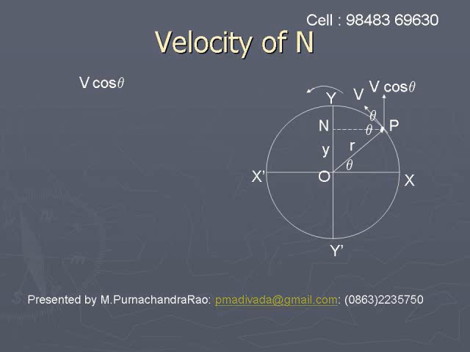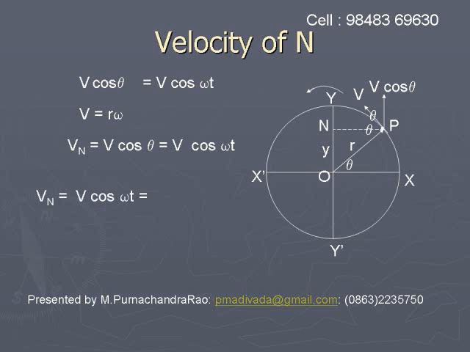Velocity of N. We know that the velocity of N is v cos theta. But theta is omega t. Hence, velocity of N is equal to v cos omega t. But v is r omega. Now let us take the velocity as Vn is equal to v cos omega t.